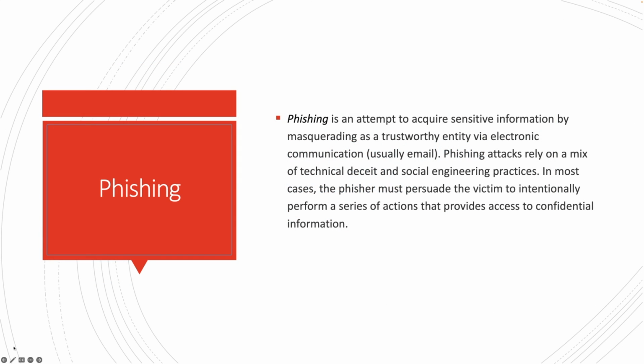Let's get started. Phishing. Phishing is an attempt to acquire sensitive information by masquerading as a trustworthy entity via electronic communication, usually email. Phishing attacks rely on a mix of technical deceit and social engineering practices. In most cases, the phisher must persuade the victim to intentionally perform a series of actions that provides access to confidential information.